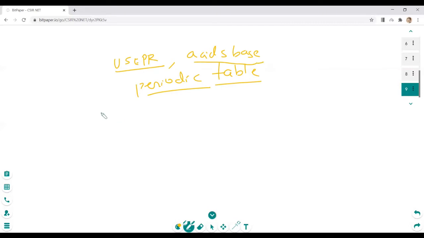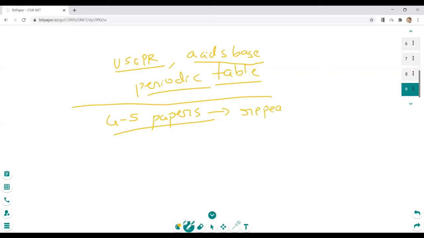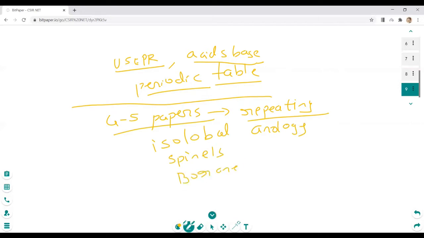So what will be the approach? How will the questions be? What I suggest first is to go through 4-5 years of papers, and you will see what kind of questions come. Absolutely, questions will be repeating, maybe not exactly the same, but the concepts. For example, just do this trial: see how many times the concept of isolobal analogy is repeated, or the spinels, or boranes, the closo, nido, arachno, and metal clusters.